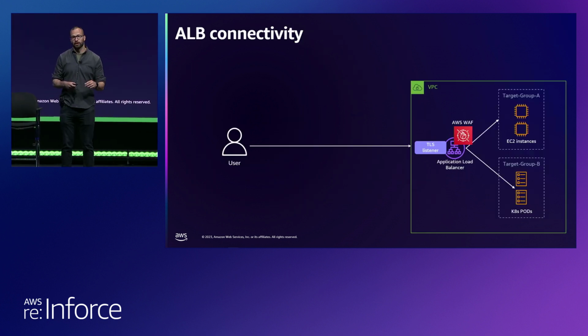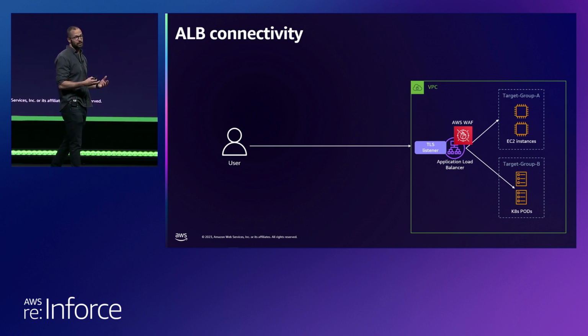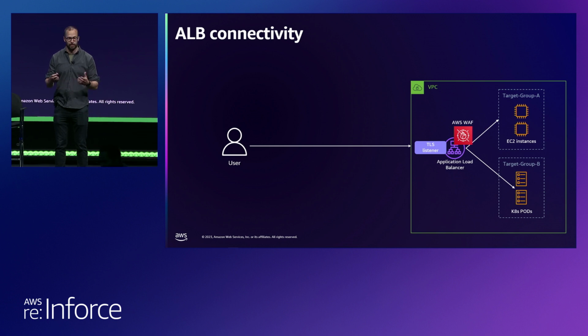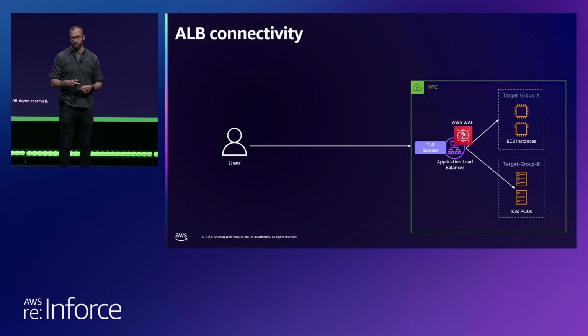So throughout the session, we're going to use a lot of examples. I'm going to show you an example of how an application load balancer is configured, and then we will add authentication to the existing load balancer. So in this scenario, we have a VPC with an application load balancer. We have WAF enabled on it to do inspection of traffic for things like SQL injection and cross-site scripting. We have a TLS listener with a certificate.